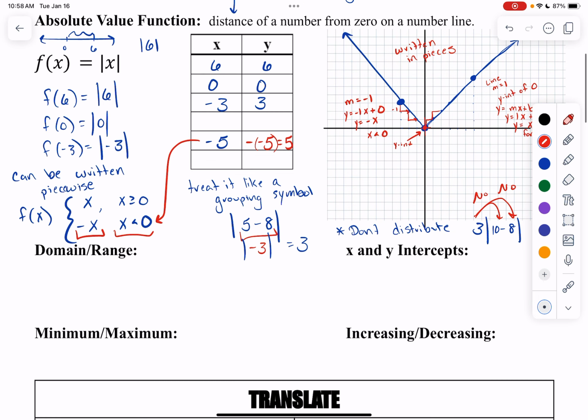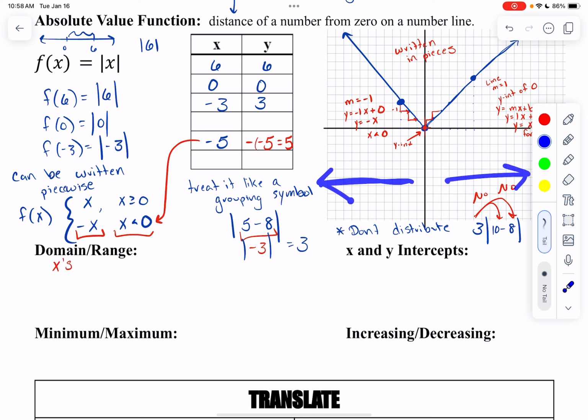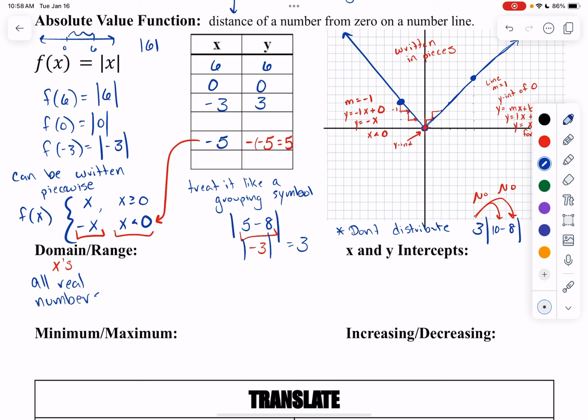Okay, let's talk about some other things here. Domain and range. Again, domain is our x's. What numbers can I put into this function? Or how far left and right does this graph go? Well, it's going to go this way, up that way for forever, and this way for forever. So my domain in this case is all real numbers, which we use the idea of all real numbers so often, we have a fancy symbol for it. It's an R, but with 2 lines here for the R.